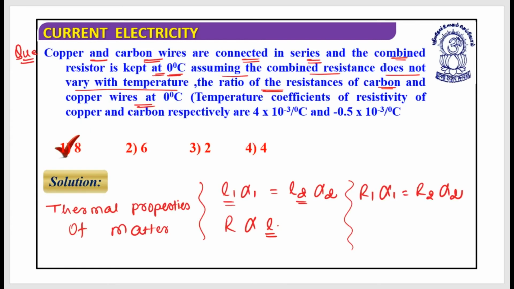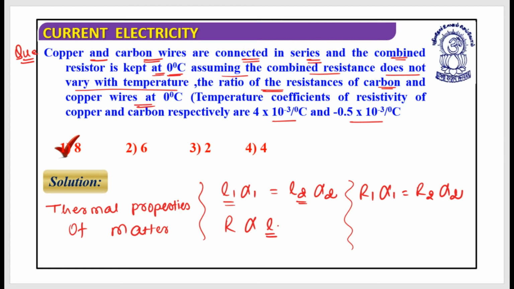You have been given the alpha. Alpha is the temperature coefficient. The temperature coefficient of carbon is given and the temperature coefficient of copper is given. So put in the values and get the answer. Is it clear?